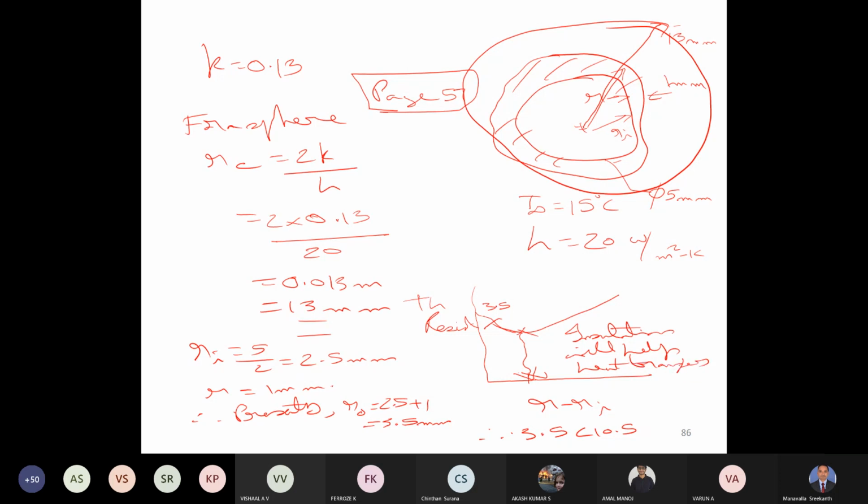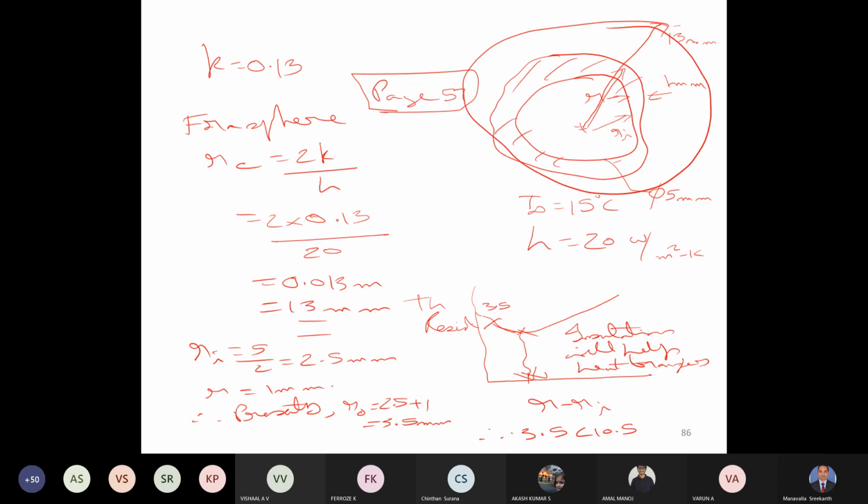Okay, so for such problems, the first step is to calculate the critical radius of insulation and compare that with the current radius of insulation. Depending on the position, if we are lesser than the critical radius of insulation, then we should add insulation, and if we are greater than the critical radius of insulation, we should remove insulation. So accordingly, you can decide whether the given radius of insulation will help or hurt the heat transfer.